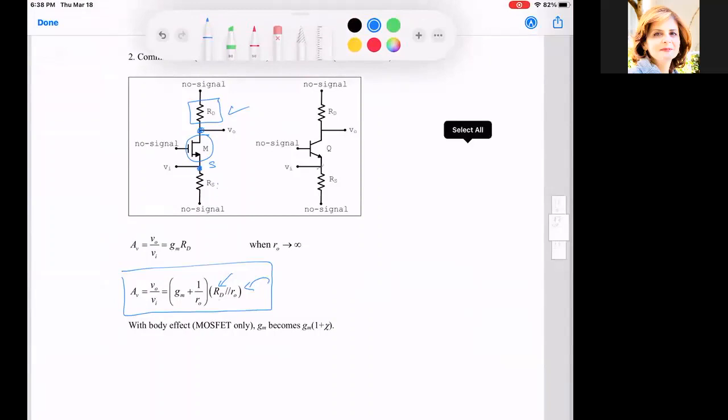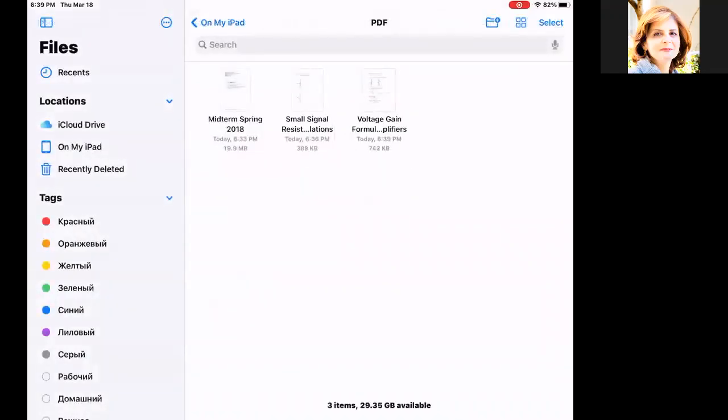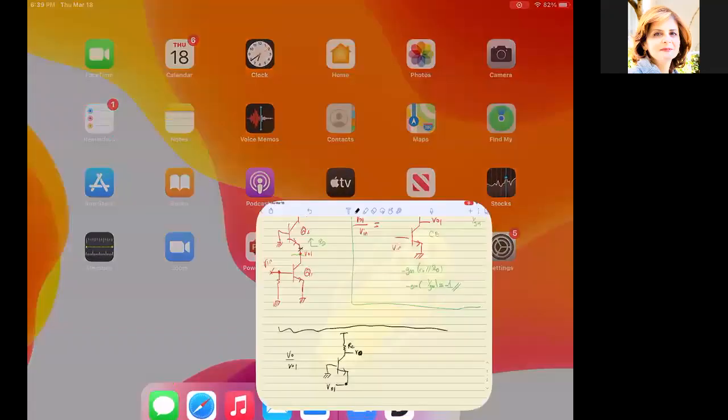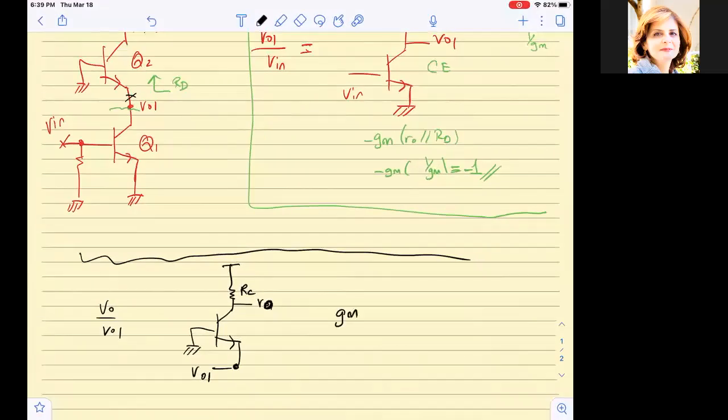Okay, so here I don't really care for RS. So GM plus 1 over RO. RO we said is infinite, so technically this will go away, and in parallel with RO it becomes GM RD. So it will be GM whatever resistance I have here. Then I will end up with GM plus 1 over RO into RD parallel RO from the voltage sheet.